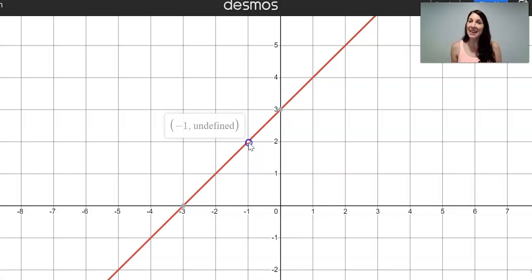But remember, a limit is not what the function is equal to at that x value. It's what the function approaches from both the left-hand side and the right-hand side. You can see, in fact, the limit value is equal to 2. Let's take a look at another example.